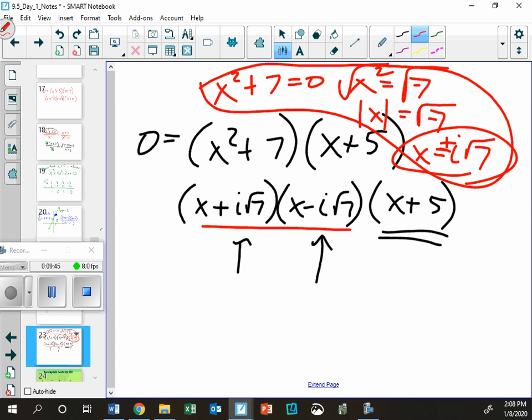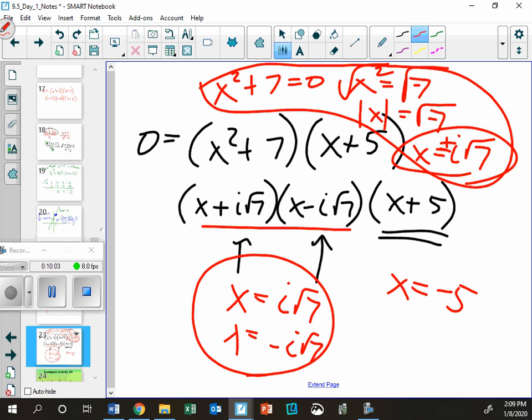Yes? What's the answer? So the question was, what are the roots? And the answers are, the real root is -5, and the imaginary roots are i root 7 and negative i root 7. And those are the roots, also known as the zeros. That means I can plug in negative 5 into the original, and it'll make it equal 0. And I can also plug in this, and it'll equal 0. They're called the zeros, the roots.